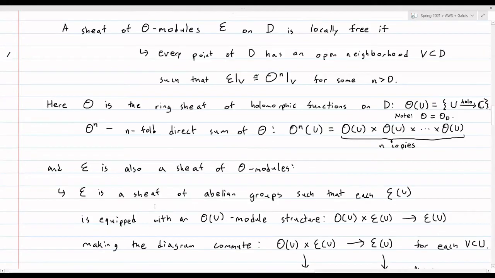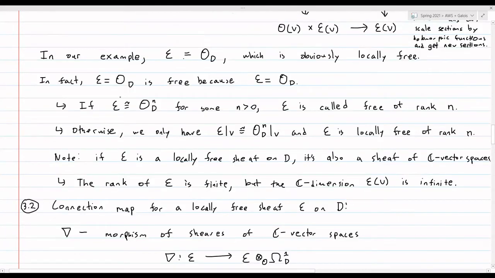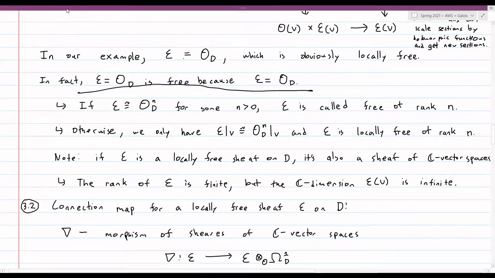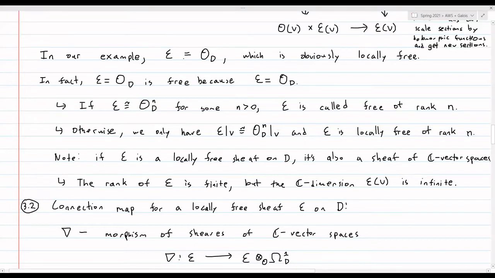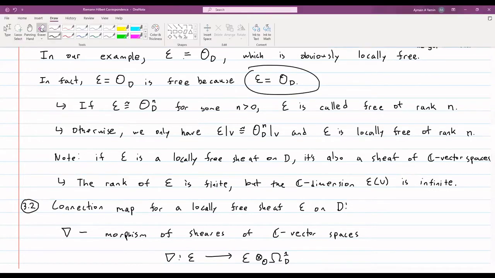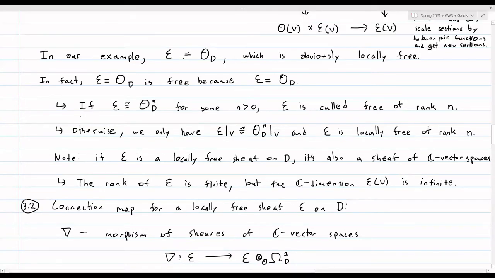Okay, where was I? Right here. So in fact, it's a free sheaf, because what free means is that it just looks like this. Maybe it's more clear if I go to a more interesting example here.